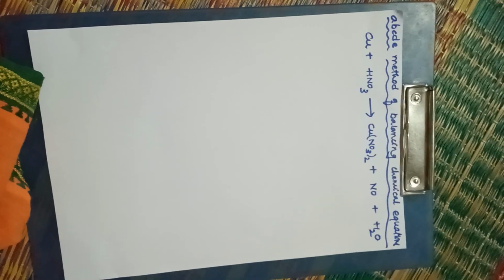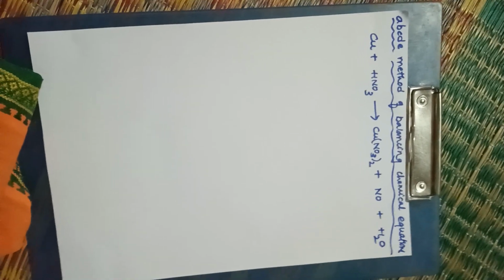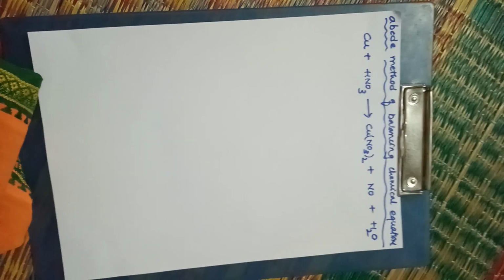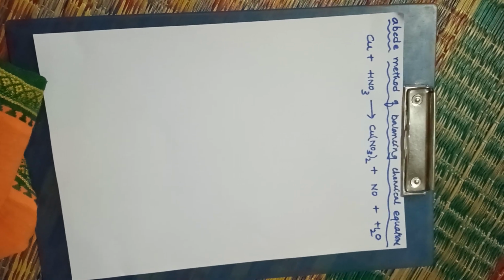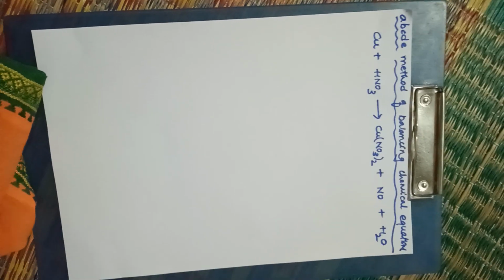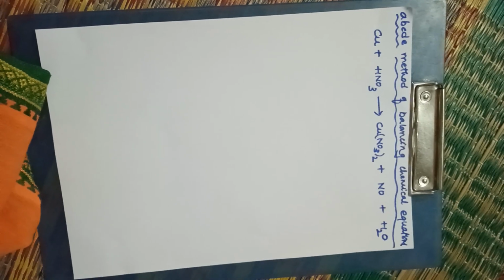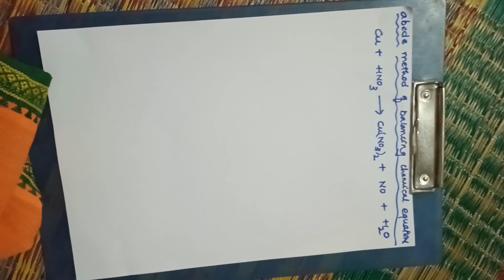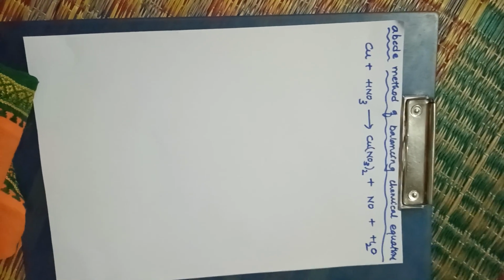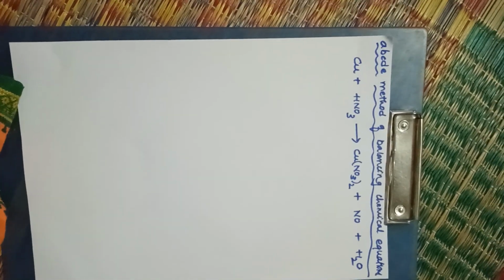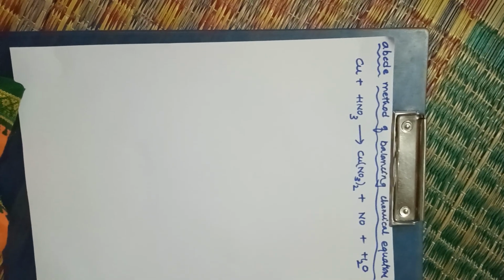Sometimes the hit and trial method will be cumbersome, and it will be difficult to balance a chemical equation. Especially this chemical equation, if you try to balance it by the hit and trial method, you will find it difficult. So in such a case, we have an alternative method of balancing chemical equations, and we would like to call it the ABCD method of balancing chemical equations.